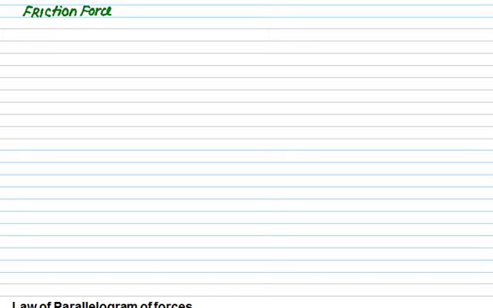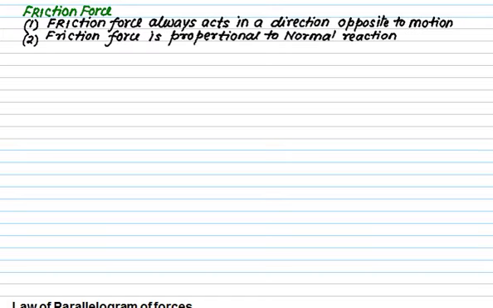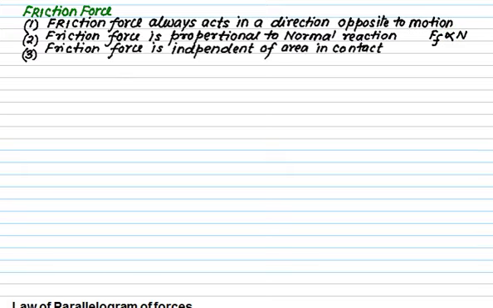As far as the frictional force is considered, normally we have rules to show the friction force. So the rule number 1, friction force always acts in a direction opposite to motion. Normal reaction we have just seen, and the friction force is directly proportional to normal reaction. So I will use the symbol FF, is always proportional to N, normal reaction N.